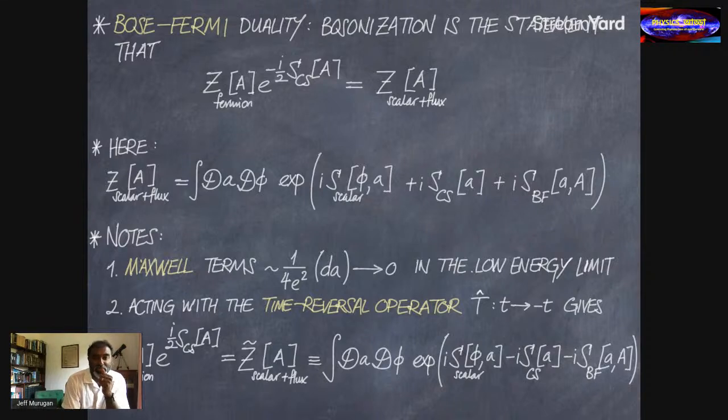The second thing that you would note here is that nowhere in this action is a Maxwell term, something that goes like 1/4 e squared, where e is the charge of the scalar, dA meaning F, the Maxwell tensor. And that's because in the low energy limit, where e goes to infinity, this term goes to 0. So the Maxwell dynamics actually don't contribute anything. This is why we will always just talk about the Chern-Simons or the BF actions.